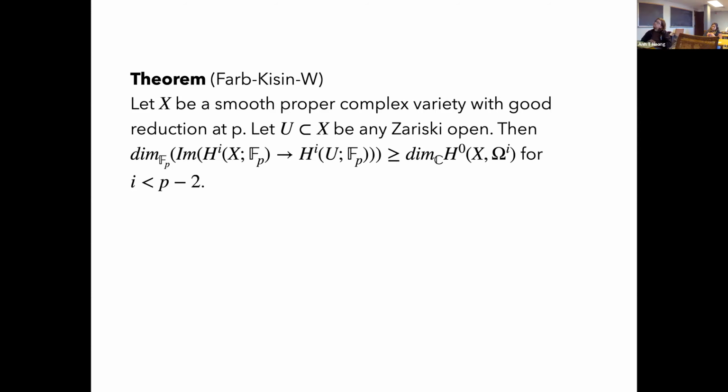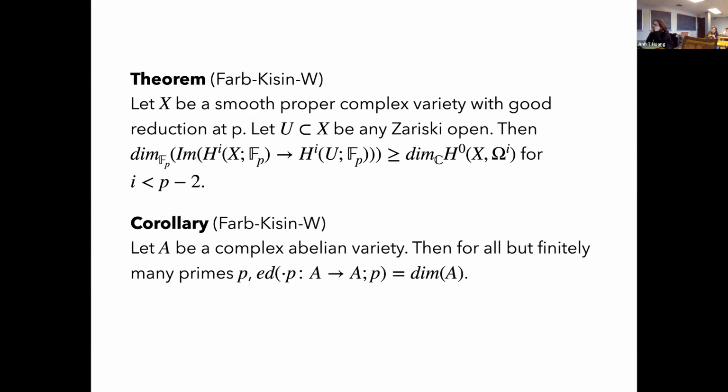And we put a lower bound saying that the dimension of the image is at least as big as the dimension of the space of holomorphic forms of that dimension on the variety, subject to some conditions. Right, so in particular, say you have a genus G curve and I equals 1, then you can show that in mod P cohomology, you'll get at least a G-dimensional restriction in H1, right?